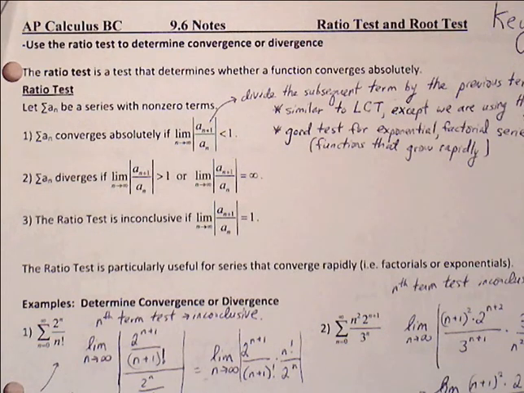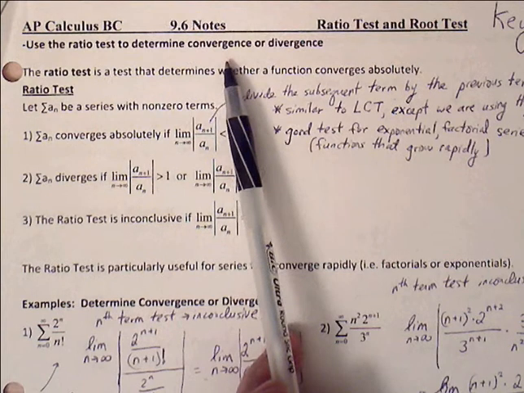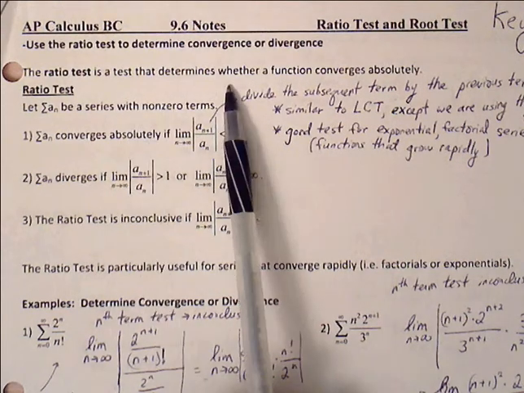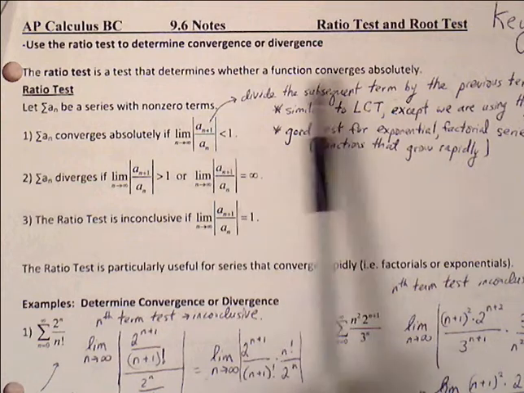Hey, 9.6 notes on ratio test and root test. We're going to start off with the ratio test. We're going to use the ratio test to determine convergence or divergence. So this is yet another test that we need to be familiar with. So the ratio test is a test that determines whether a function is going to converge absolutely.